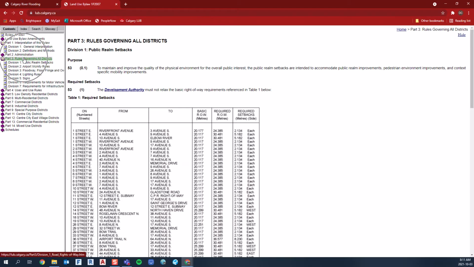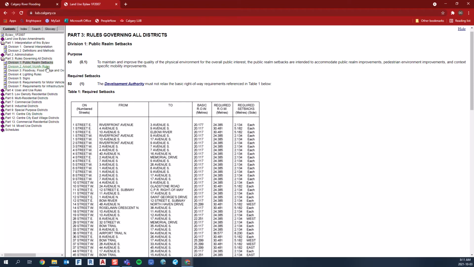Part three is important. This is the rules governing all districts. No matter what kind of district you have, whether it be low density, so your R1s, for example, multi-residential, so your MUs or something like that, commercial, industrial, and so on and so forth, no matter what the district is, all these rules apply to all the districts.